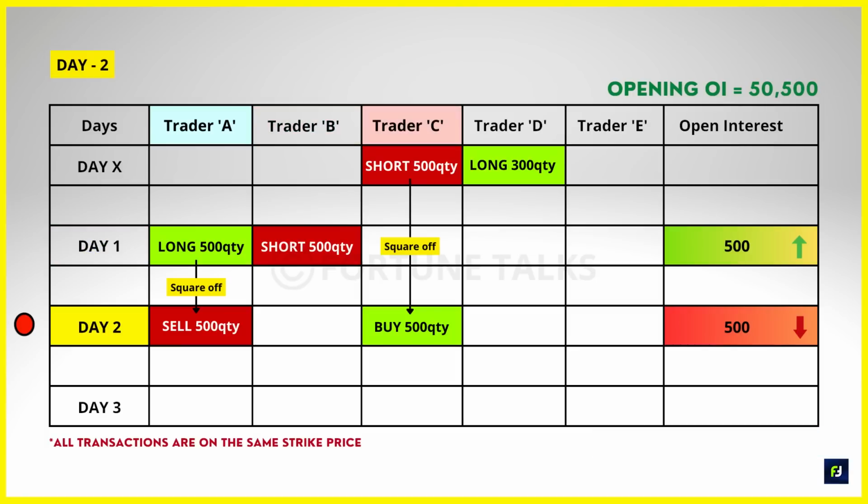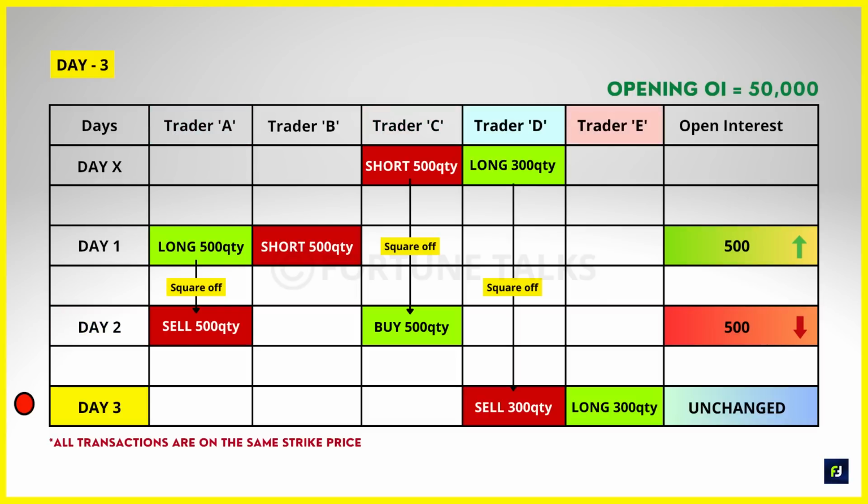Now, on the next day, the market opens with an open interest of 50,500 contracts. During the day, trader A decides to close his 500 contracts by selling them. Now, trader C, who is an existing holder of a short position, buys 500 contracts to close her position. So, at the end of the day, the open interest decreases by 500 contracts as both A and C are closing their existing positions, thereby totaling 50,000 contracts.